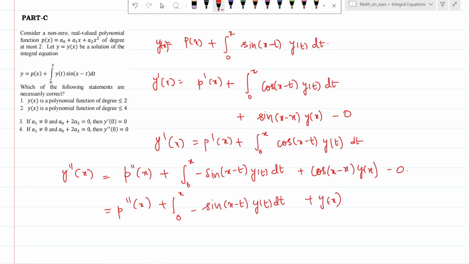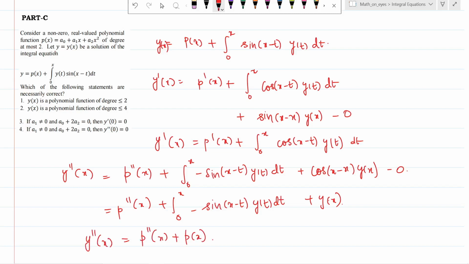Now when we see y of x minus the integral from 0 to x of sine of (x minus t) into y of t, we will see that it is equal to p of x. When you bring this integral term to the left side, we get y of x minus the integral from 0 to x of sin of (x minus t) into y of t dt, that is equal to p of x. So for these two terms, we can replace it by p of x. Hence, we get y double dash of x is equal to p double dash of x plus p of x.